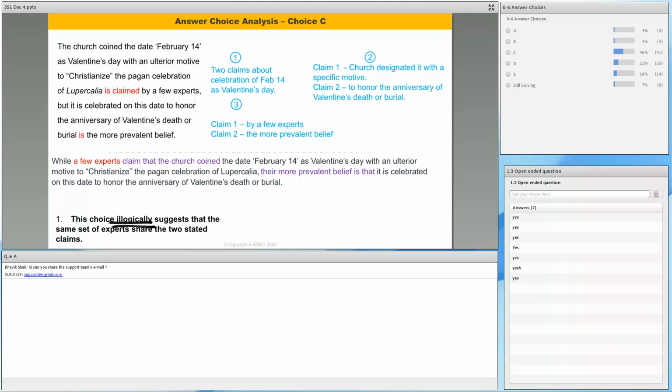Which grammar book teaches you this? You open any grammar book, will it teach you this piece? No. A grammar book will not teach you. This is not grammar, this is meaning. And this is the GMAT.